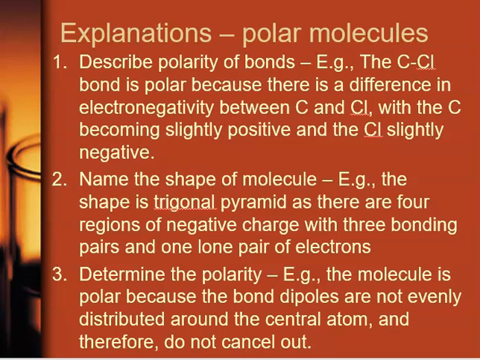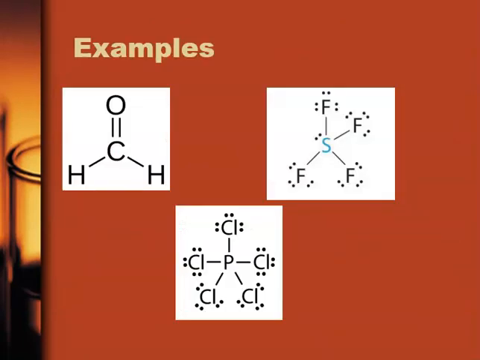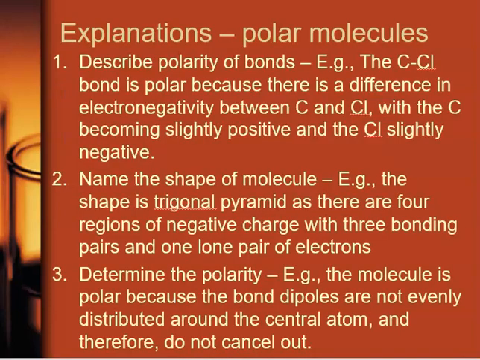So in other words, if we come back to that PCl5, here's PCl5, have a good look at it for a sec. Here's how I go about answering a question about the polarity of phosphorus pentachloride. The bonds in phosphorus pentachloride are polar because there is a difference in electronegativity between phosphorus and chlorine. The phosphorus is slightly positive and the chlorine is slightly negative. The shape of the molecule is a trigonal bipyramid because there are 5 regions of negative charge around the central atom.